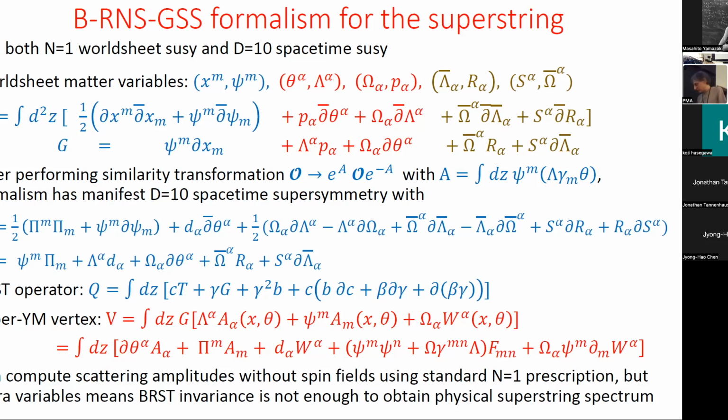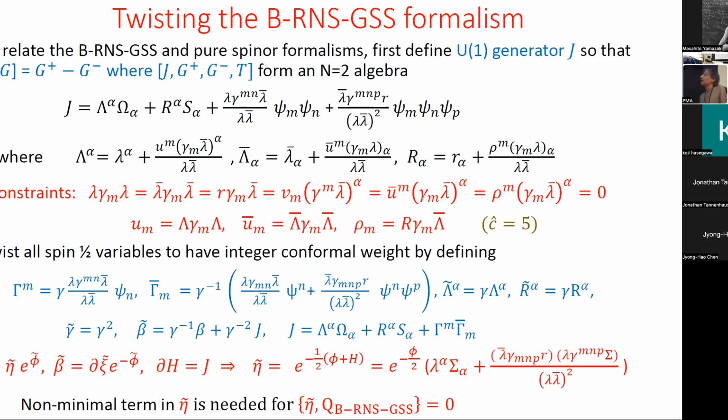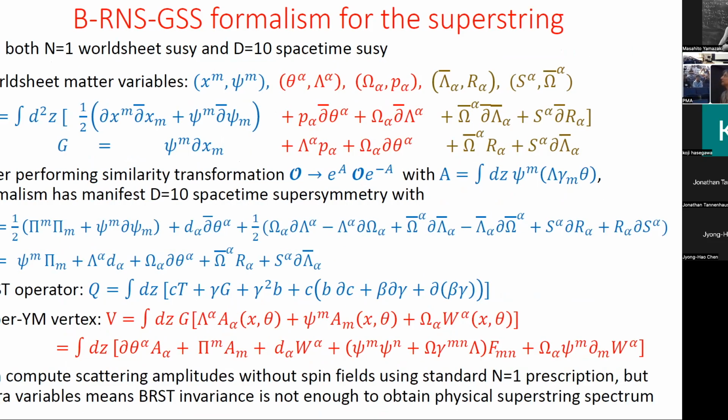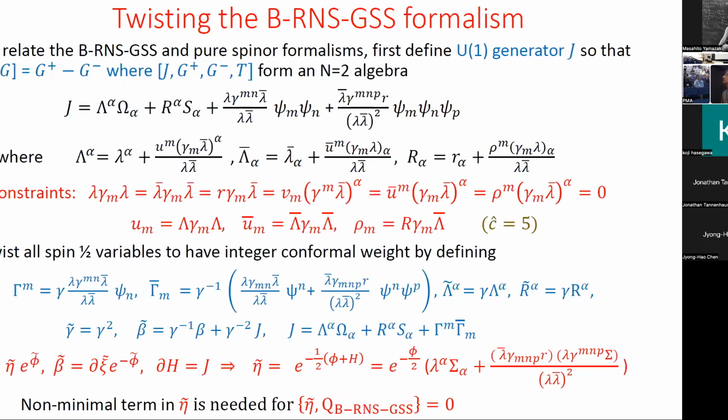And to do that, we're going to use the intuition we got from holomorphic Chern-Simons. We need this extra condition analogous to eta tilde. So we have to figure out how to twist. We have to build a U(1) generator, which has the property that if you commute it with this G here, it's going to split it into a G plus and G minus, which form an N=2 algebra. It's not so straightforward to do, but it turns out J has this form. So it depends on these extra non-minimal variables. We take half of them to be twisted to conformal weight 1 and half to conformal weight 0, but also twist the psi.